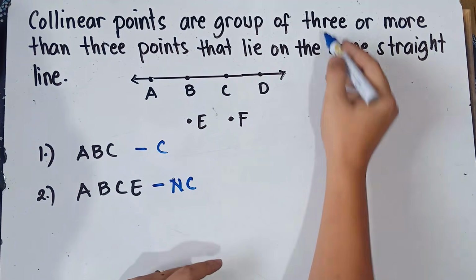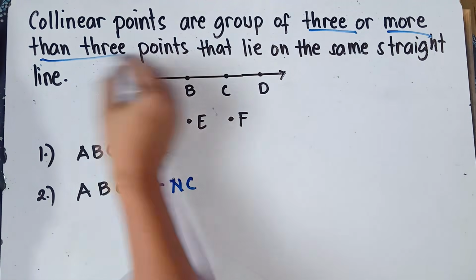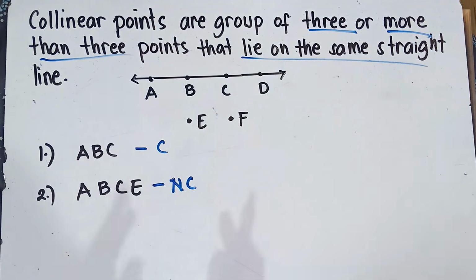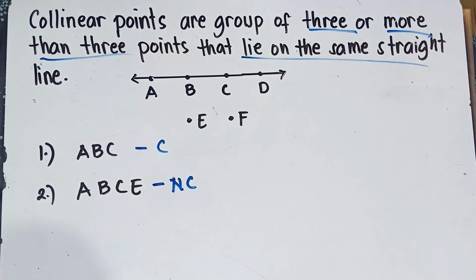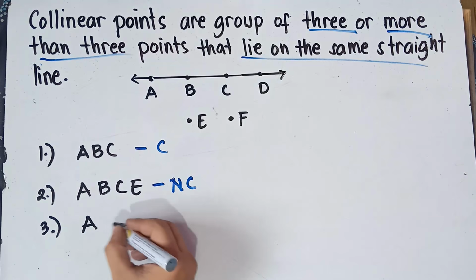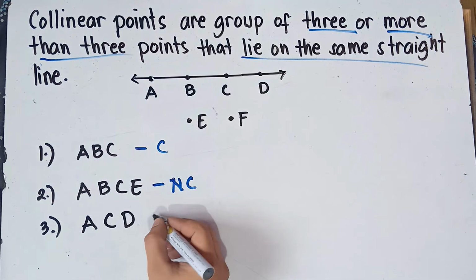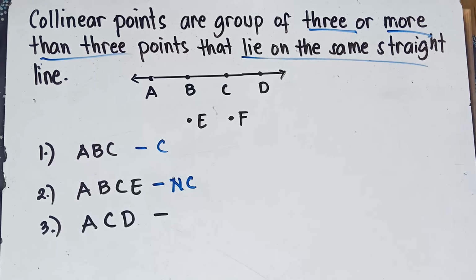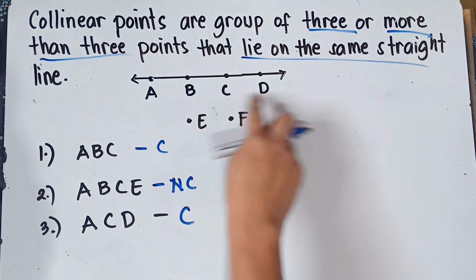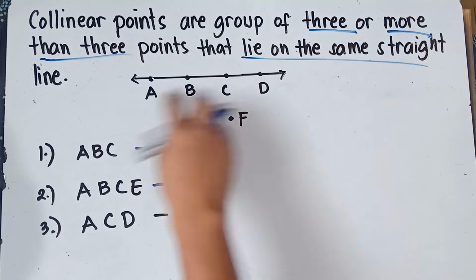Collinear points, a group of 3 or more points, lie on the same straight line. It should be on the same straight line, class. I hope it's clear for you, class, with regards to collinear points and non-collinear points. Let's have another example. Number 3, points A, C, and then D. Is it collinear points or non-collinear points? That's correct. It should be collinear points because A, C, and D lie on the same straight line.